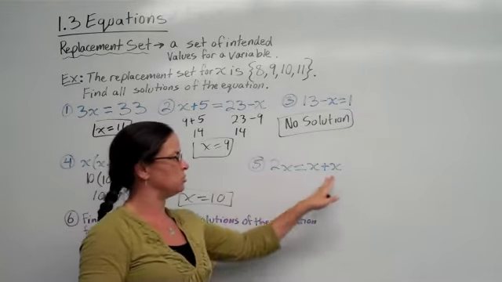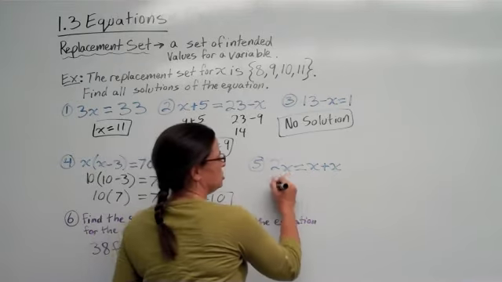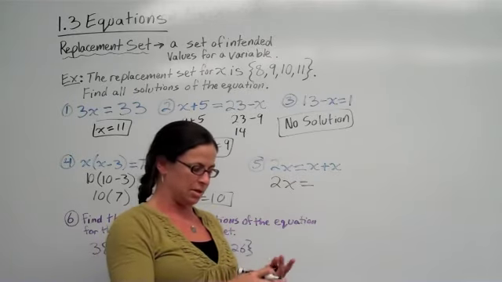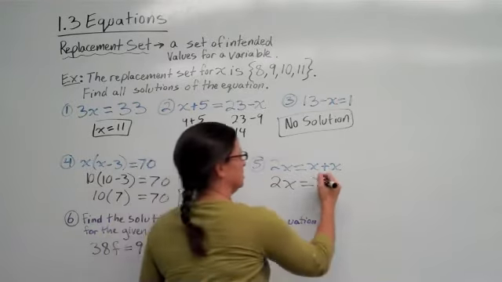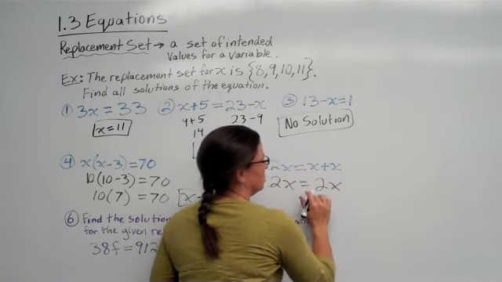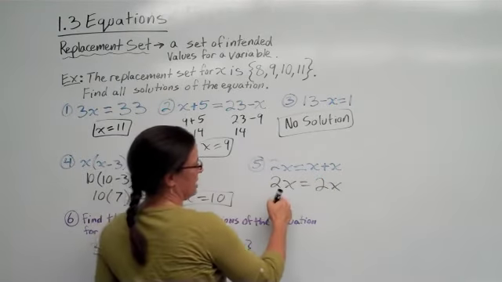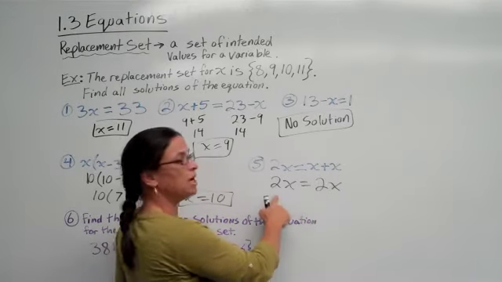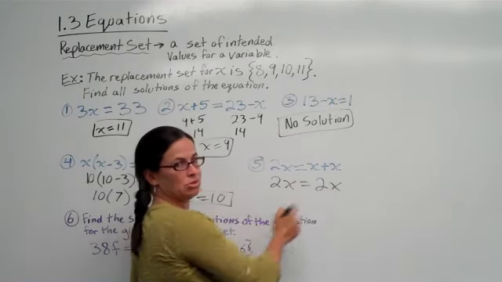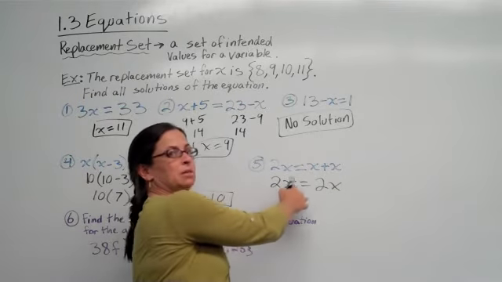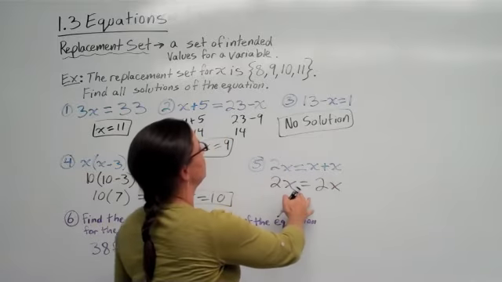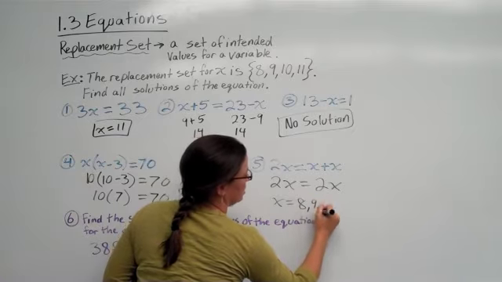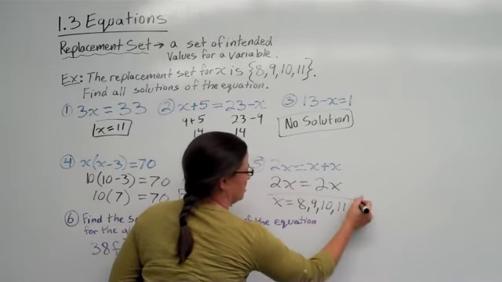Last one, 2x equals x plus x. Well, what is x plus x? x plus another x leaves me with 2 x's. So this one's kind of neat, because if I plug in 8, 2 times 8 is 16, and 2 times 8 is 16. If I plug in a 9, 2 times 9 is going to be the same as 2 times 9. 2 times 10 is going to be the same as 2 times 10, and so on and so forth. So all of these will work. So x is equal to 8, 9, 10, and 11.